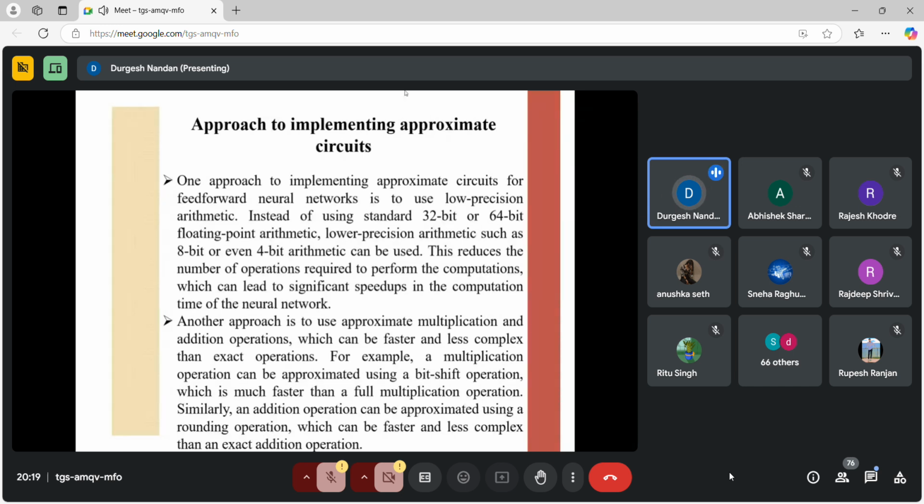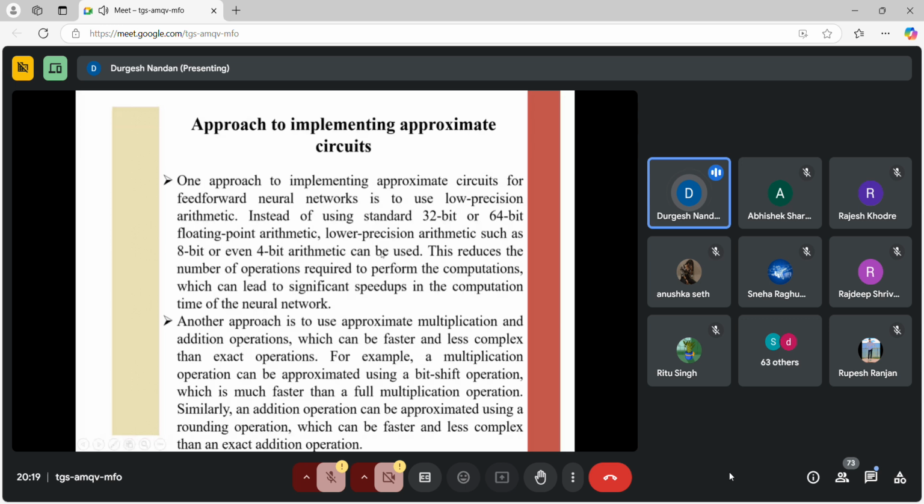One of the approaches to implementing approximate circuits for a feed forward neural network is to use low precision arithmetic instead of using standard 32-bit or 64-bit floating point arithmetic. Lower precision arithmetic, such as 8-bit or even 4-bit arithmetic, can be used. It reduces the number of operations required to perform the computation, which can lead to significant speed up in the computational time for the neural network.